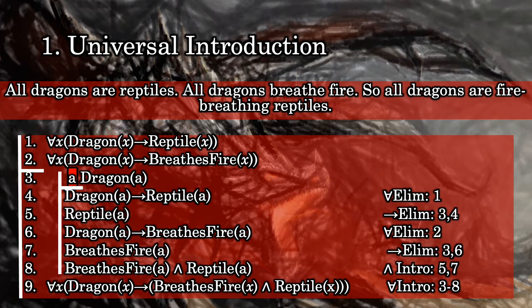Furthermore, if we know that all dragons breathe fire, then we know if A is a dragon, then A breathes fire. Since A is a dragon, therefore A breathes fire. And so because we know that A is both a reptile and A breathes fire, we know that A is a fire-breathing reptile. But there's nothing special about A. We could have done this with B, C, etc. So we know that it's an arbitrary individual or instance that we've taken. And we can generalize more broadly that all dragons are fire-breathing reptiles. And that's basically how we get to line 9.